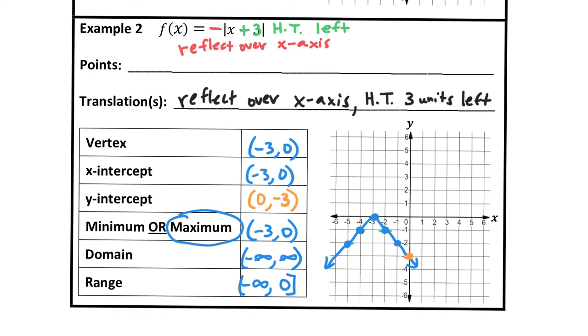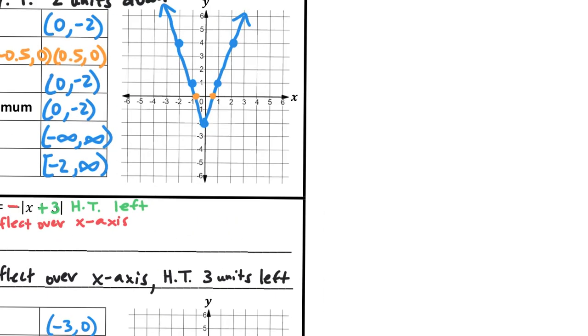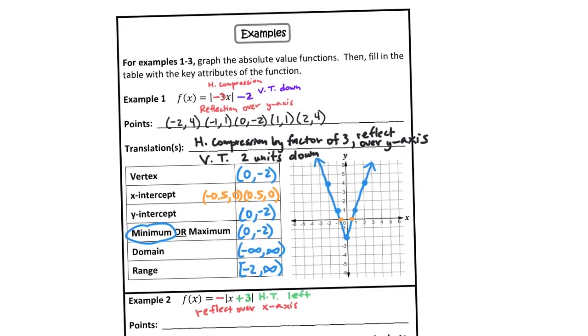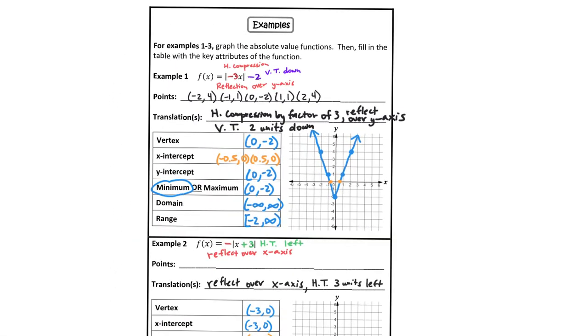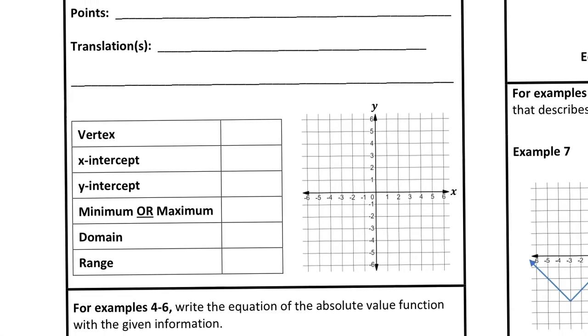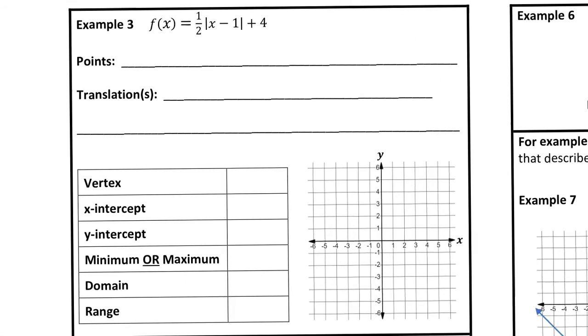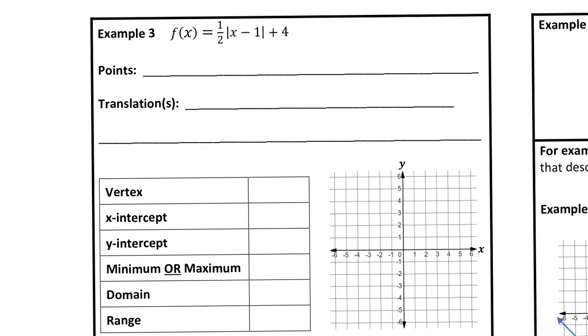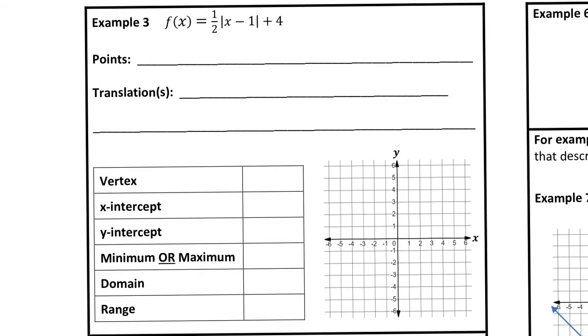Then we're going to look at, is it in this page? No, it's in the other page. So I'm going to shift over to the last page. And there's one more graphing, and then there's equation.